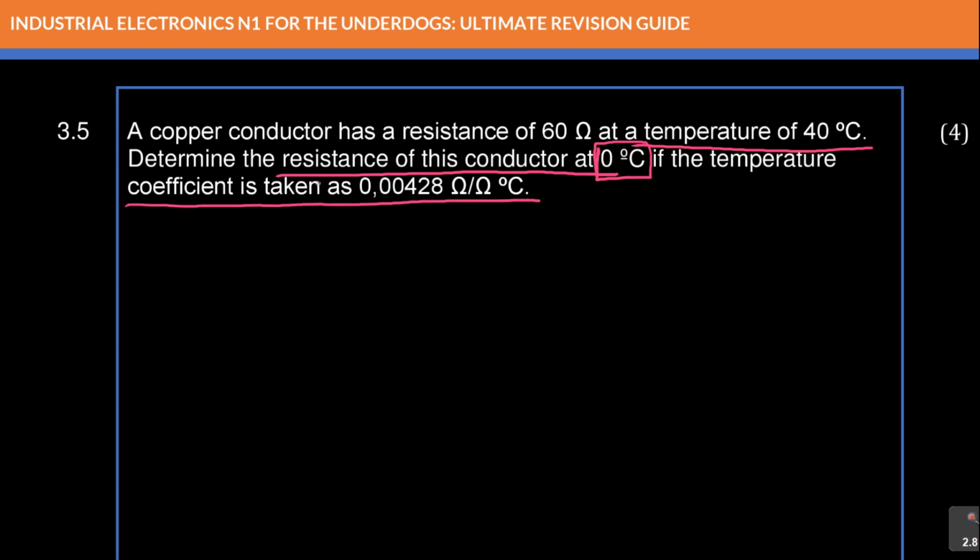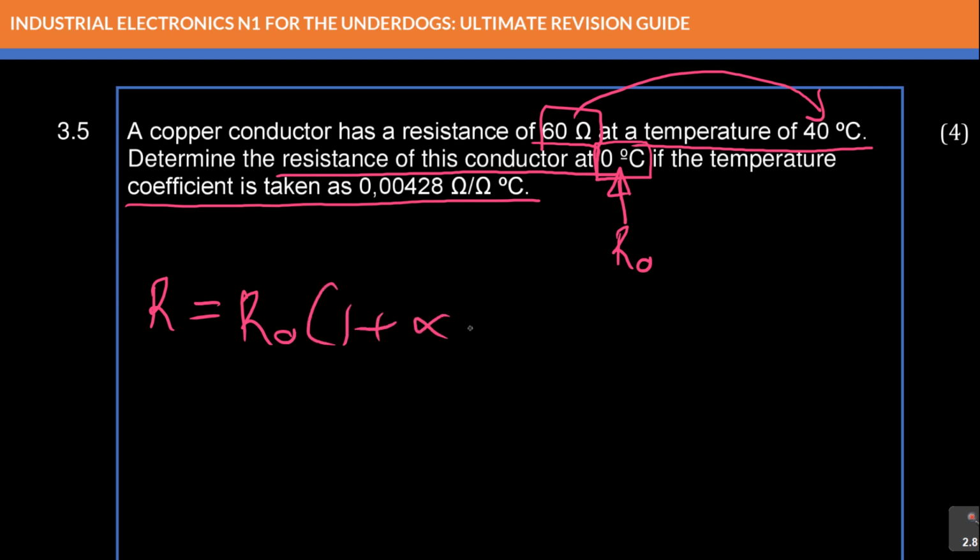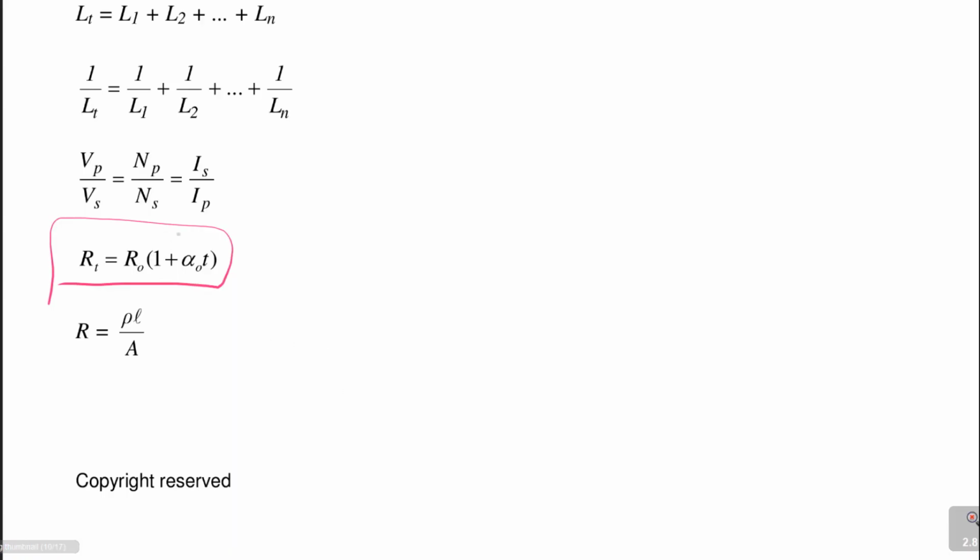So the way I say it, all the units are fine, but now look what they did. They say a conductor has a resistance of 60 ohms at a higher temperature of 40. So be careful there. 60 ohms at 40, but they want you to find the resistance at 0 degrees. So remember, when you see 0 degrees, this links to your R0. So what is the formula? It says R is equal to R0 (1 plus alpha t). I'm taking it from here.